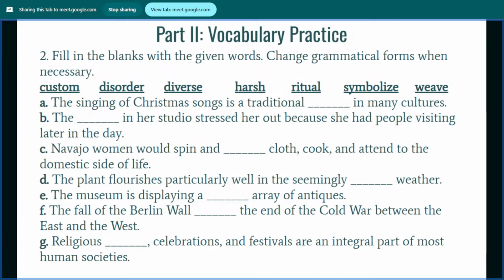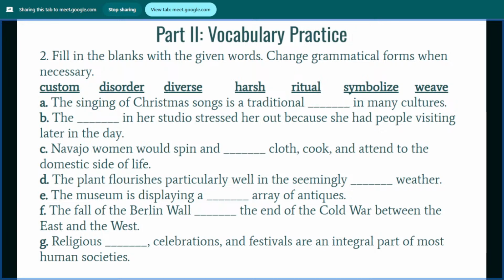Ma'am, first one is ritual. Custom. Sorry, I thought the last one is custom. The last one is rituals. Okay, okay. Ma'am, second one is disorder. Correct.